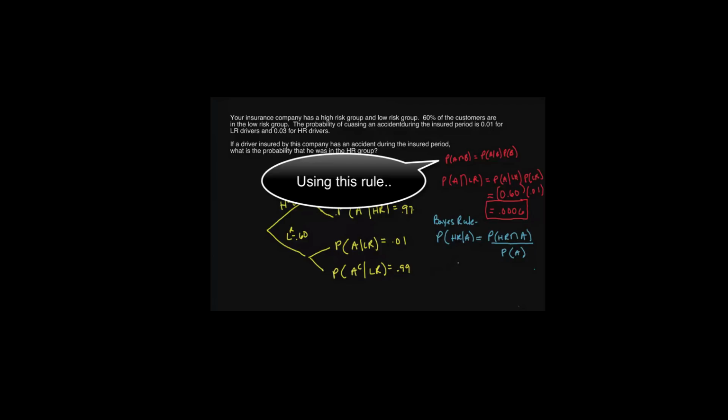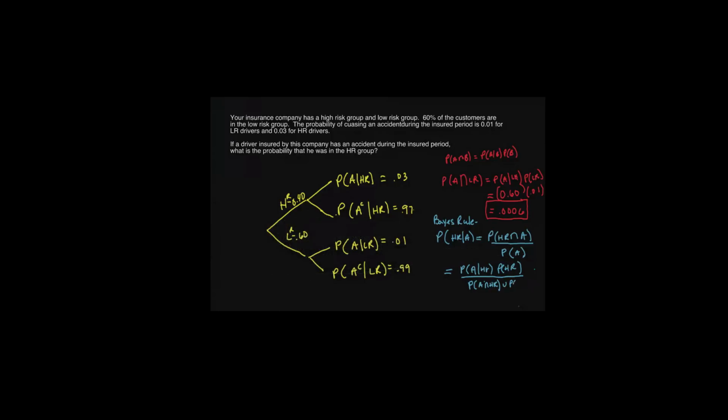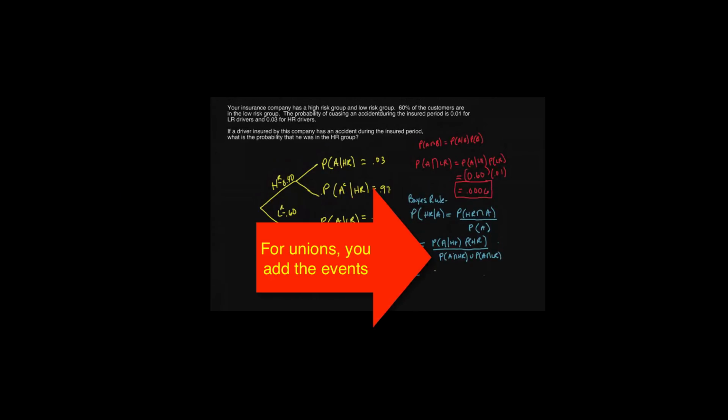All right, so the top is pretty straightforward because that's just going to be the intersection of these two events, which is the product of the probability of A given H times the probability of high risk. Now the bottom part has two scenarios, because we can have an accident if we are in the high risk group, or if we have an accident in the low risk group. So at the bottom we could just add them up.